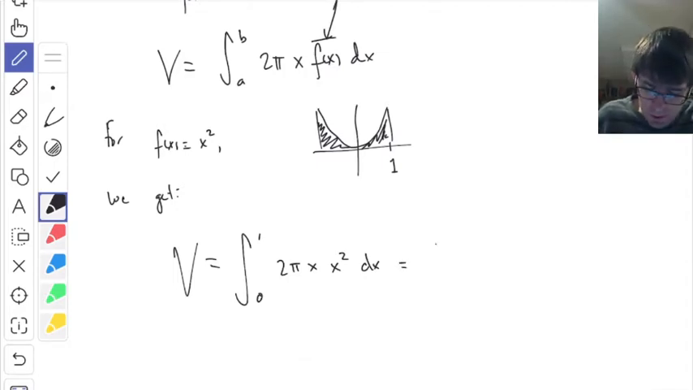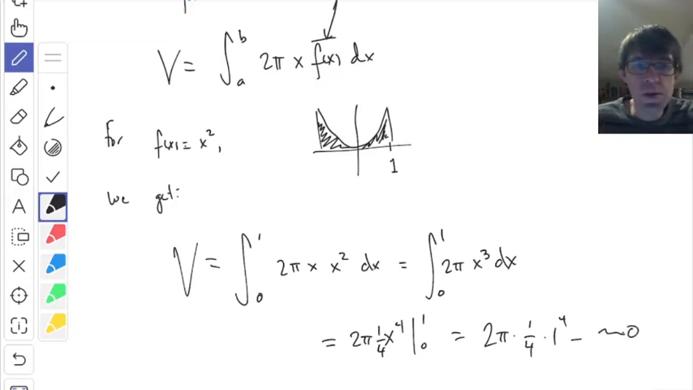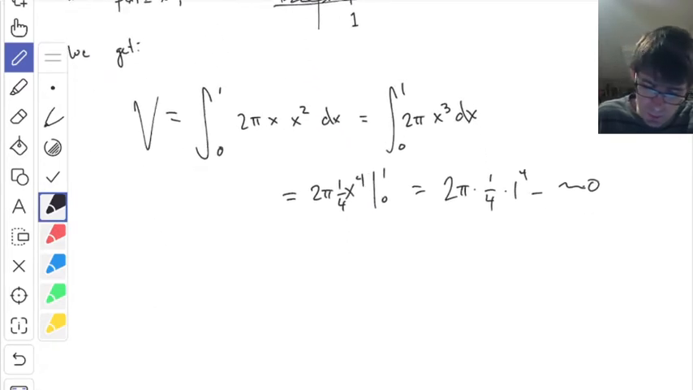So this, of course, is 2 pi x cubed dx from 0 to 1, and then I can just do the integral of that. It's going to be 2 pi times 1/4 x to the 4. Plugging in 0 and 1, I plug in the 1, I get 2 pi times 1/4 times 1 to the 4, minus a whole bunch of stuff times 0. So the whole thing is just 2 pi times 1/4, which is, of course, pi over 2.